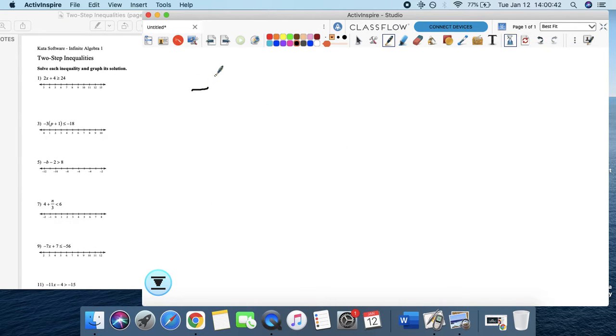Number 5, negative b minus 2 greater than 8. So this is this problem here. I like when my variable is negative, I like to put a 1 here, and I'll show you why in a second.